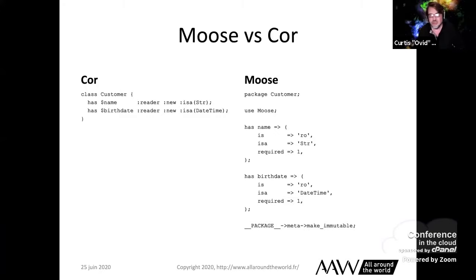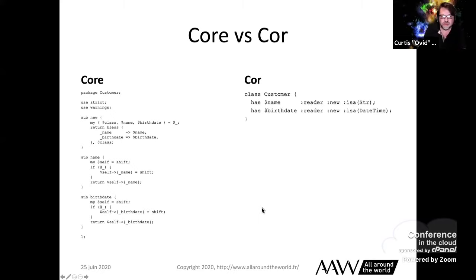And there's Cor. Okay, are we back? So there's Cor. I've got my name. It's got a reader. New means it's required in the constructor. I've got a type, birth date, reader, new, and a type. Much simpler, much easier to write. So we can compare Cor to classic Perl, and you can see how much simpler and easier that is to write. It's very fast, and it gives you a lot of power in purely declarative code right there.